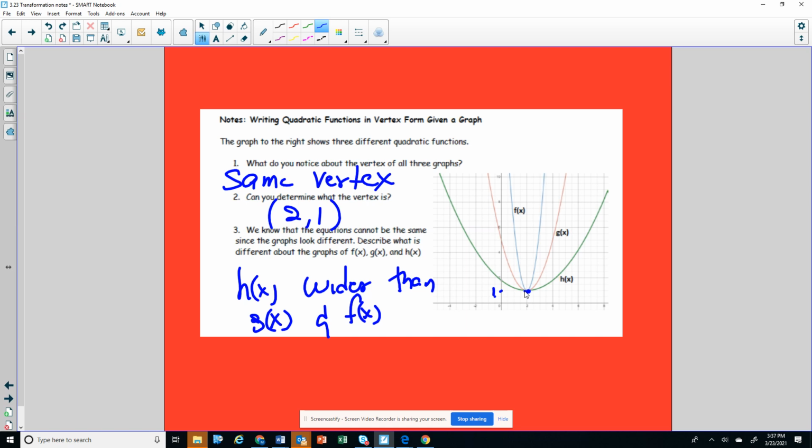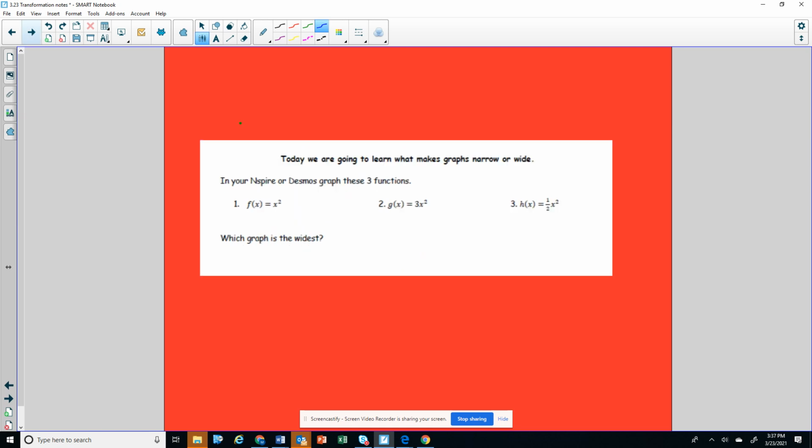Okay. Let's see what the next slide is. Okay, so we're going to graph these 3 functions. We're going to use Desmos to graph them because I want to make sure everyone understands. Some of them don't have the yellow calculator, so I want them to use Desmos to look at this. So we're going to graph these 3 functions in Desmos and see which one is the widest. So let's look at Desmos.